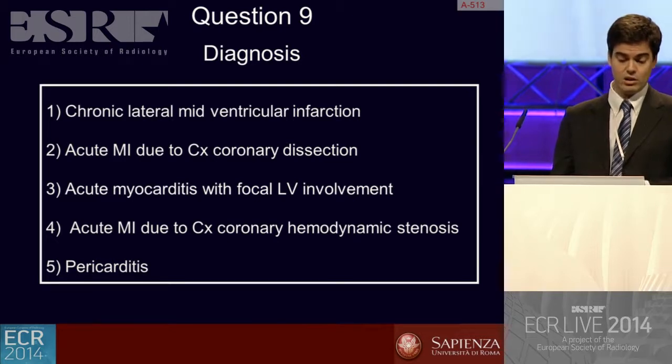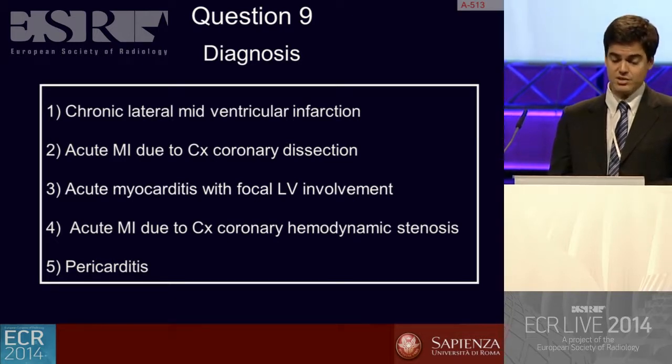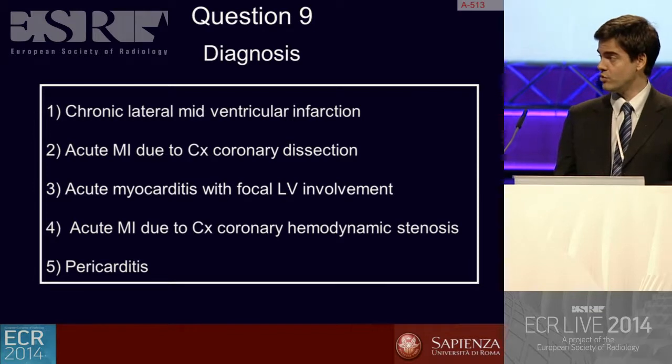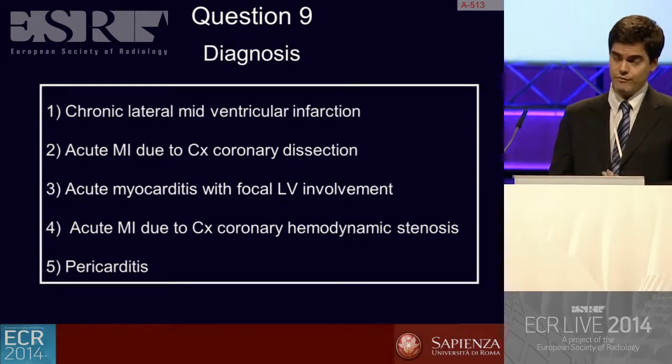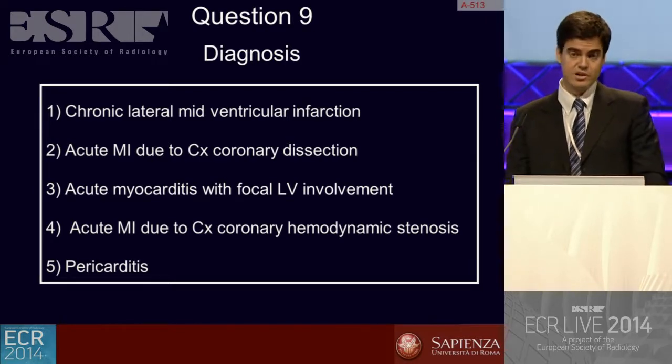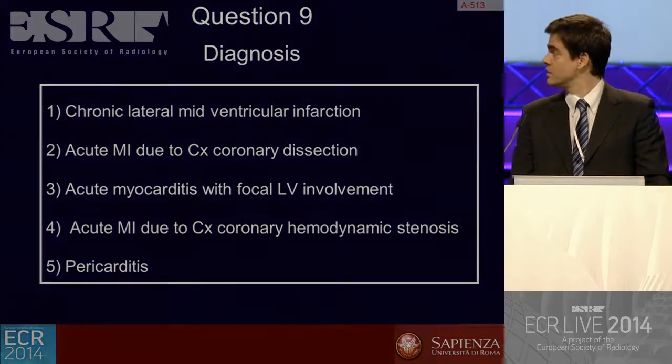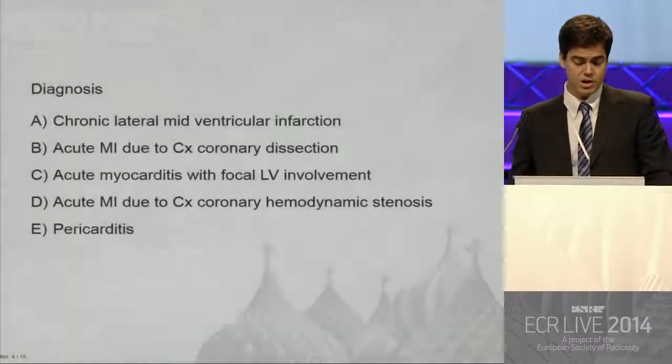Is it a chronic lateral left ventricular infarction? Is it an acute MI due to dissection of a coronary? Is it an acute myocarditis with focal LV involvement? Is it an acute MI due to circumflex hemodynamic stenosis? Or is it a pericarditis? Let me go back to the MR images.